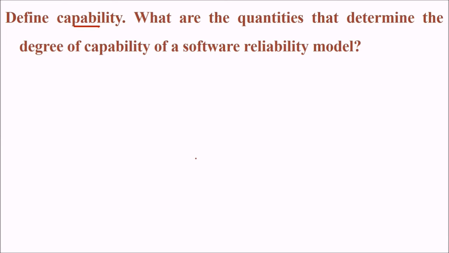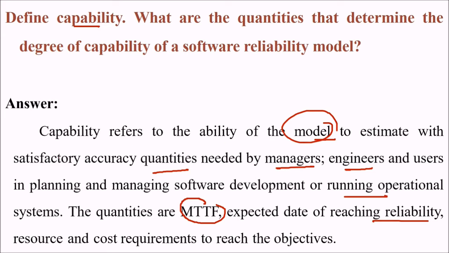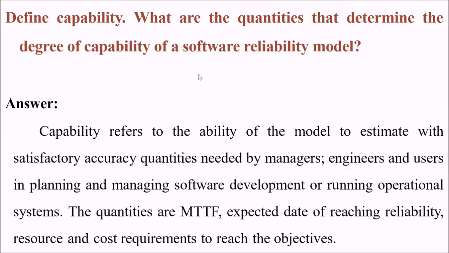Define capability. What are the quantities that determine the degree of capability of a software reliability model? Capability refers to the ability of the model to estimate with satisfactory accuracy the quantities which are needed by the managers, the engineers, and the users in planning and managing software development or running operational systems. The quantities are, say, MTTF, mean time to failure, expected date of reaching reliability, and resource and cost requirements to reach the objectives. So it refers to the ability of the model to estimate with satisfactory accuracy the quantities required by all the people involved to manage, plan, and run the software, or the SDLC, properly.